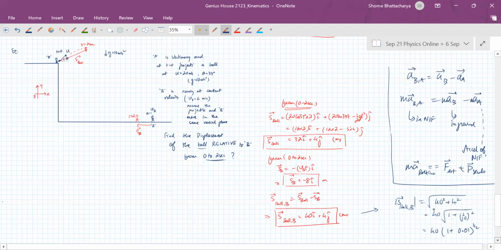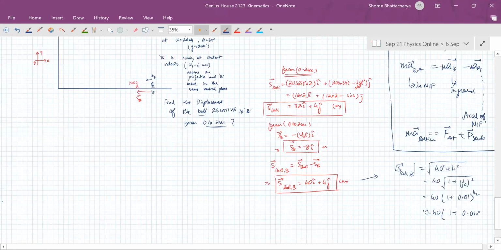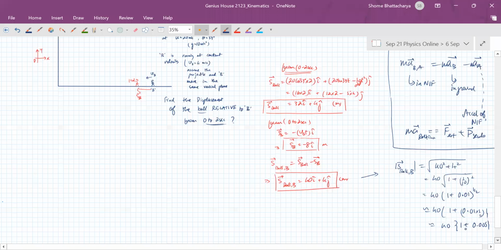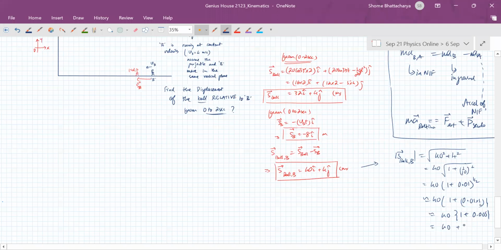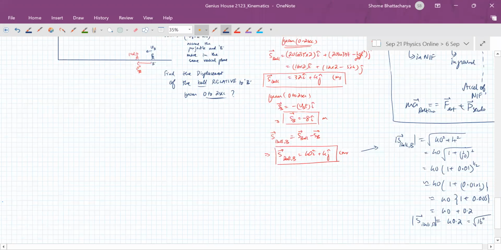So here I can use binomial approximation. So it is approximately 40 into 1 plus 0.005. So 40 into 0.005 is how much? 20 into 0.01. So 0.2. So it is approximately 40.2. Now, if you use a scientific calculator to do an approximate calculation of the magnitude of square root 1616, you will see that you'll get this answer.